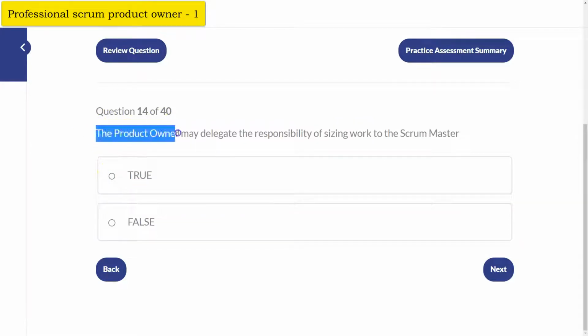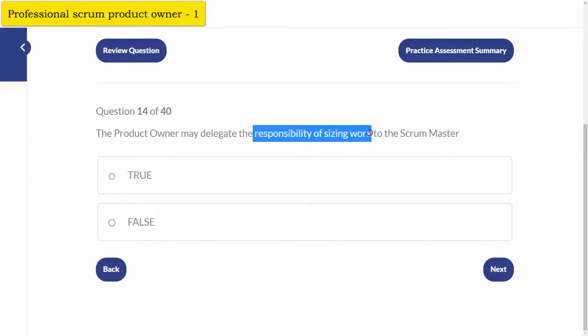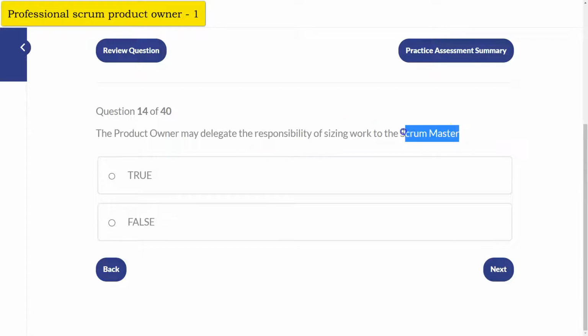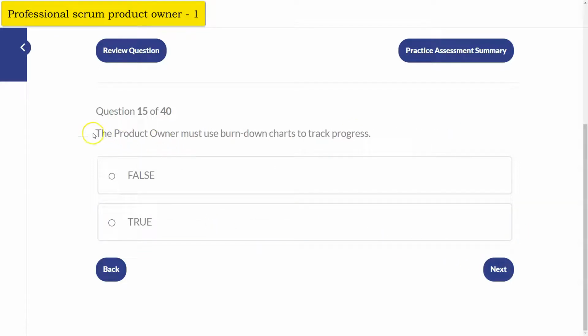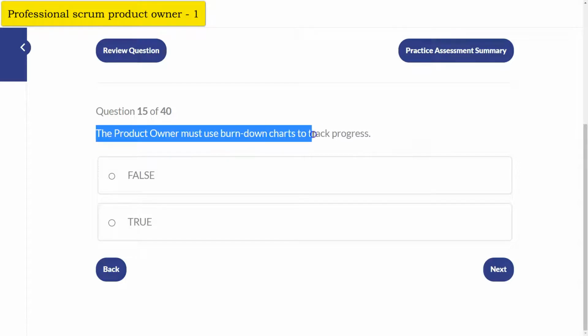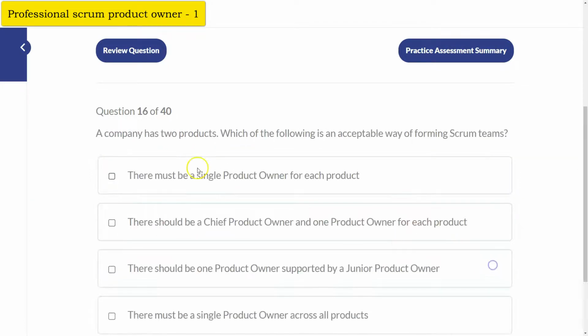Question 14. The product owner may delegate the responsibility of sizing work to Scrum Master. Guys, pay attention. Sizing work to Scrum Master. Sizing of the product backlog items is the responsibility of the developers, not the Scrum Master, right? So the answer is false. Next question. The product owner must use burn down charts to track progress. Scrum does not recommend that. It says there are various options available to track the progress, right? So it is not a must to use burn down charts. So the answer is false.